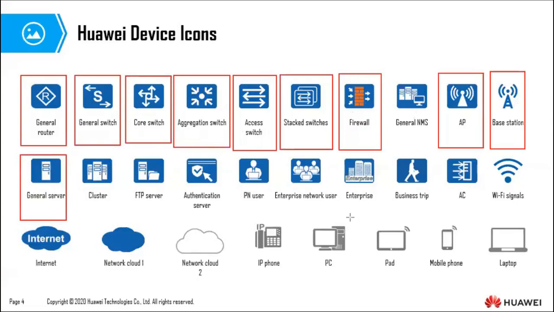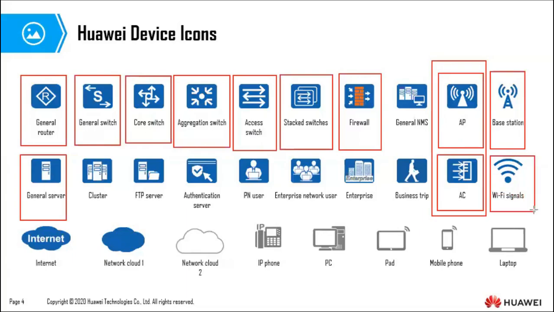Let me see which other one is important here. This one is for an access controller. This one is important because you're going to see it. An access controller is used to control access points. So we're going to learn about that just now.